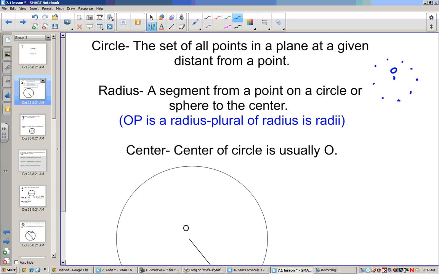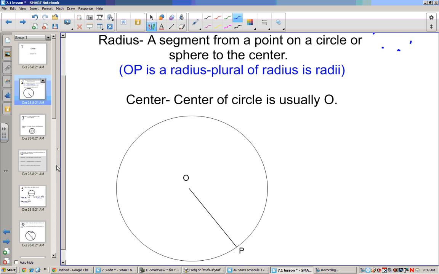Now a radius is a segment from a point on a circle or a sphere to the center of that object. Now on the diagram below, OP is a radius. The plural of radius is radii. So if I have multiple of these things that we call a radius, we call them radii.